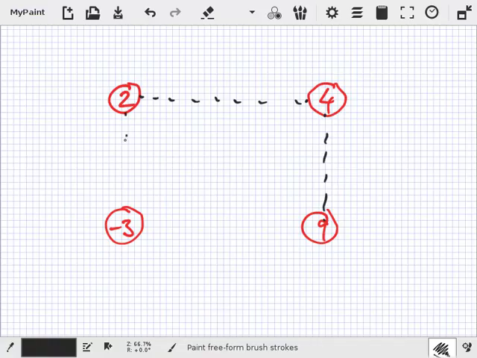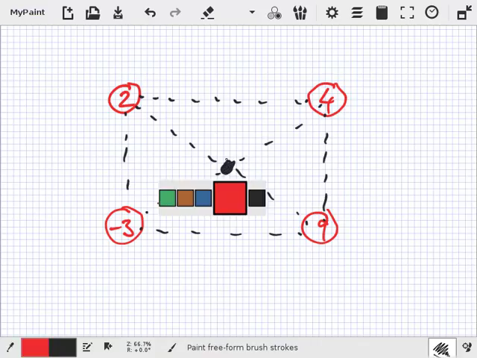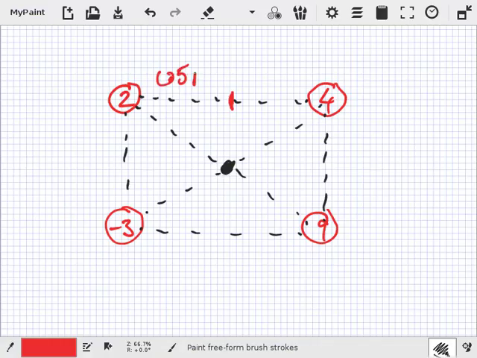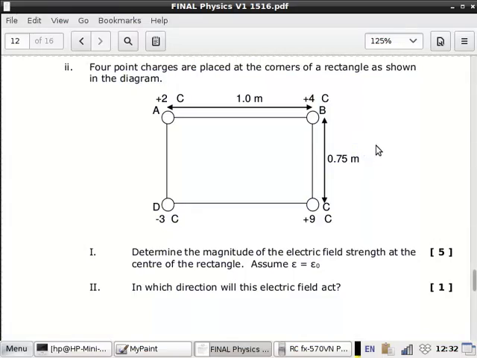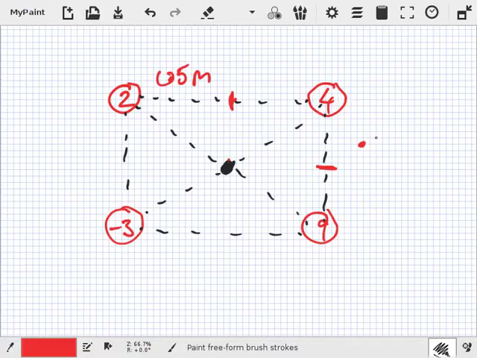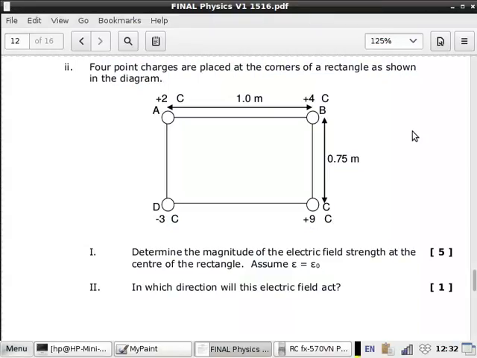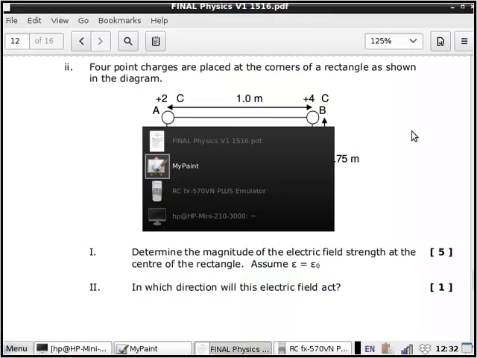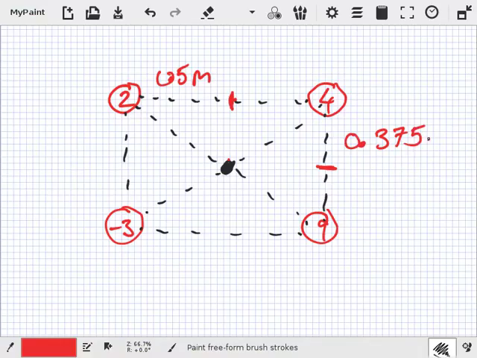Now what I really care about is half the distances. So, this distance from here to here is 0.5 meters, and this distance from here to here is 0.375 meters. So that distance I know, and that distance I know, and that, and that, and that I all know.